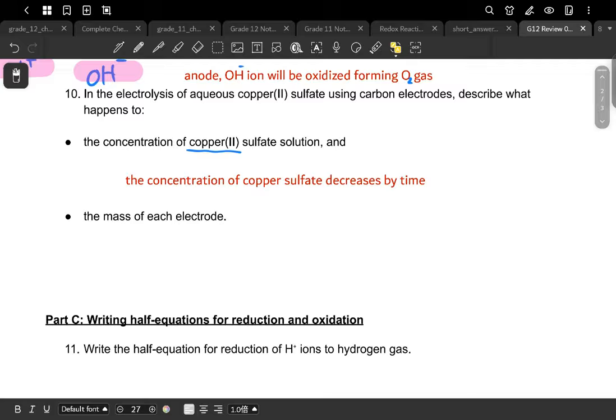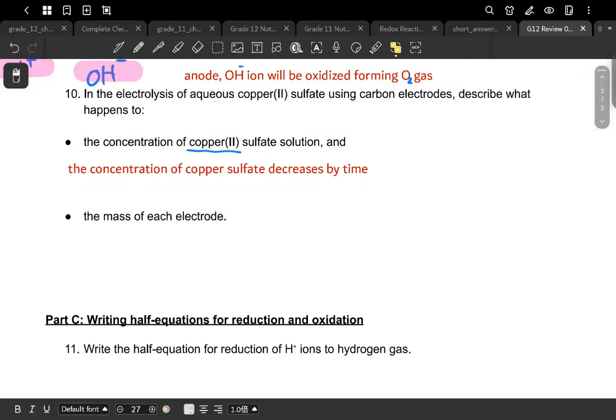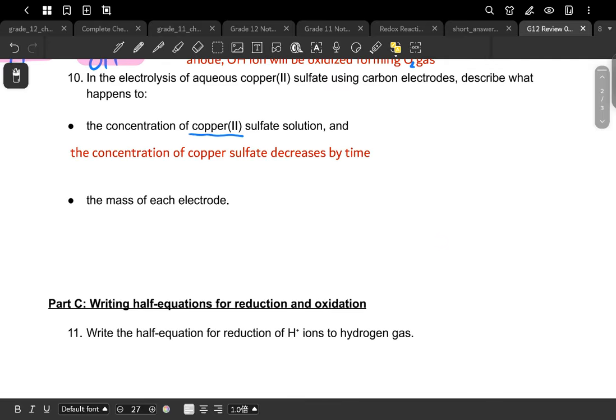Why? Because of the loss of the copper ions which are reduced at the cathode. The mass of each electrode, it means that the mass of the cathode increases. Why does it increase?